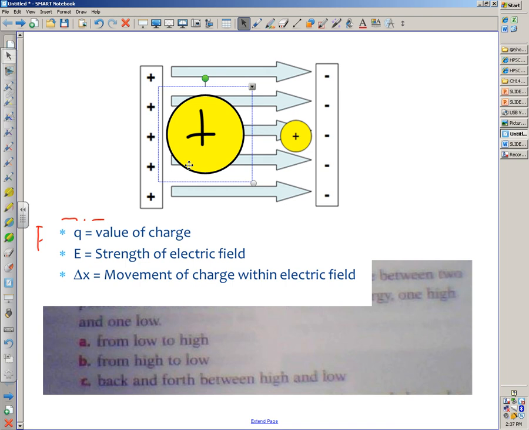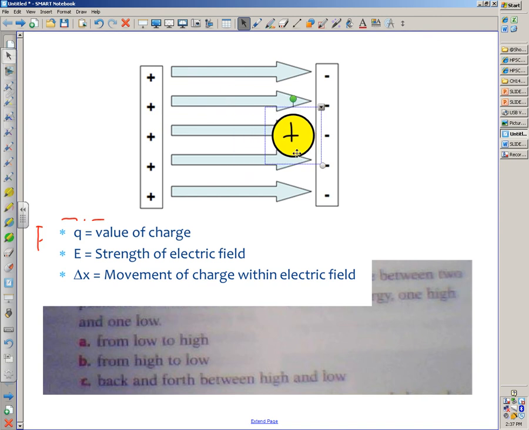The second part, the size of the field. There are 5 arrows here.